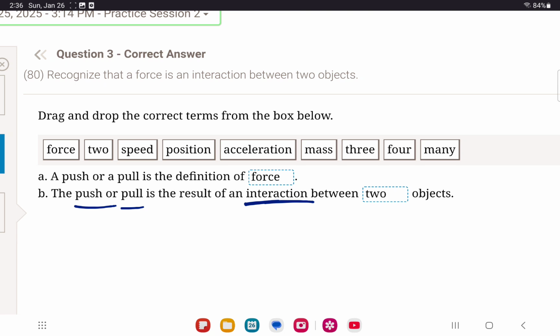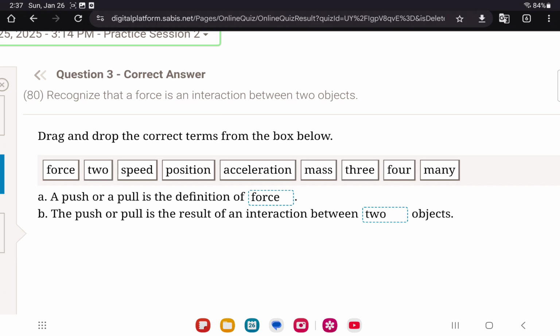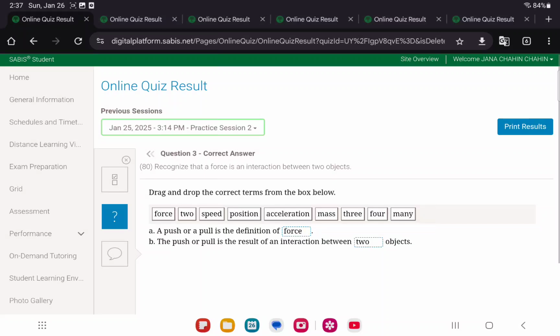Okay, a push or a pull is a result of an interaction. That was the answer for the last question, between two objects. Like I said, it's not one or 3 or 4, it's 2. Okay, it's very simple, and that's section 3.1 done. Let's go to 3.2.